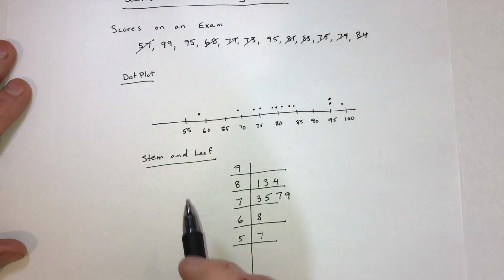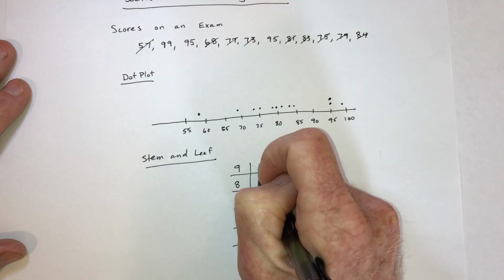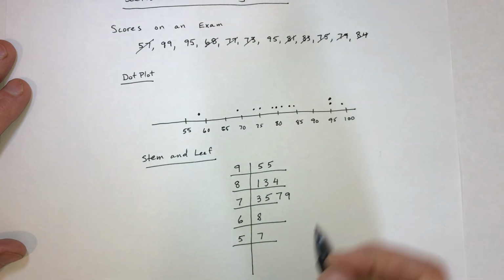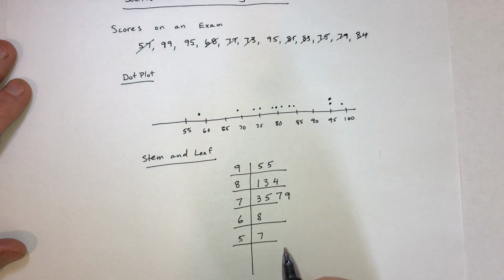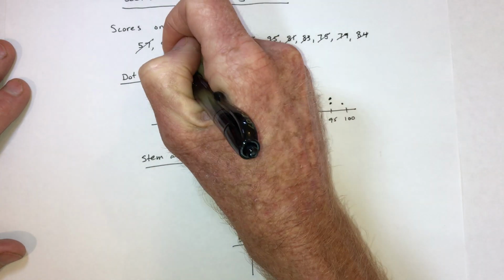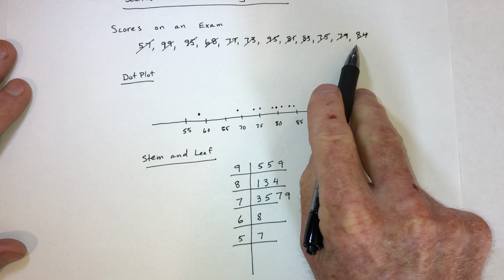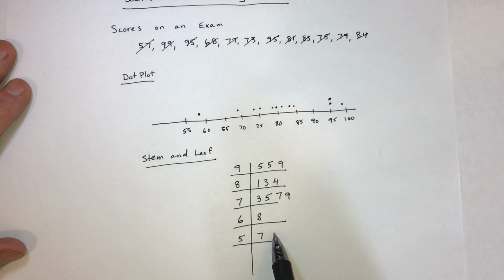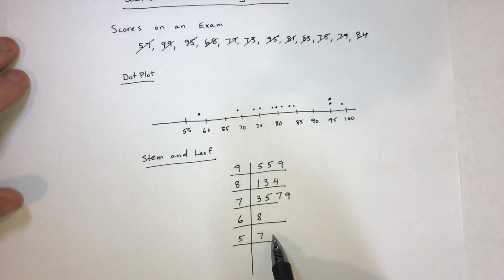And then for the 90s, there's 2 people that got 95. So you do need to write both of those. There's the 2 people that got 95. And there's a person that got 99. And then when I'm done, they're all crossed off and they've all been put in the stem and leaf plot.